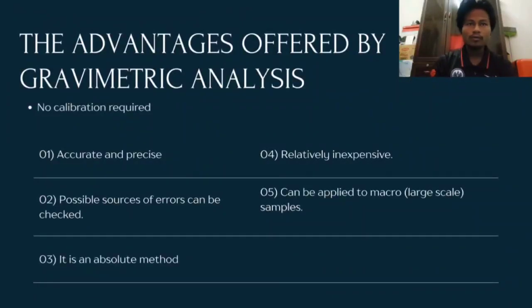Next are the advantages offered by gravimetric analysis. There is no calibration required. The first advantage is that it is accurate and precise. Second, possible sources of errors can be checked. The third is that it is an absolute method. The fourth is that it is relatively inexpensive, and last is that it can be applied to macro or large scale samples.